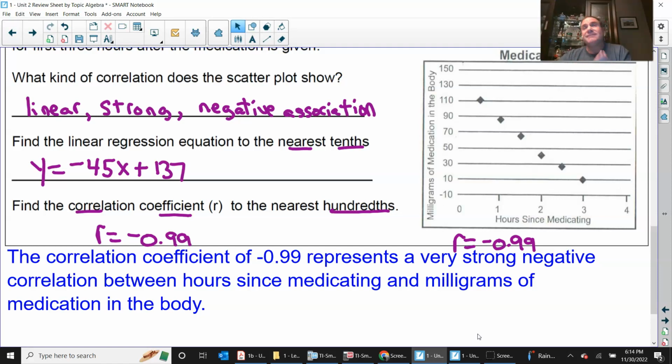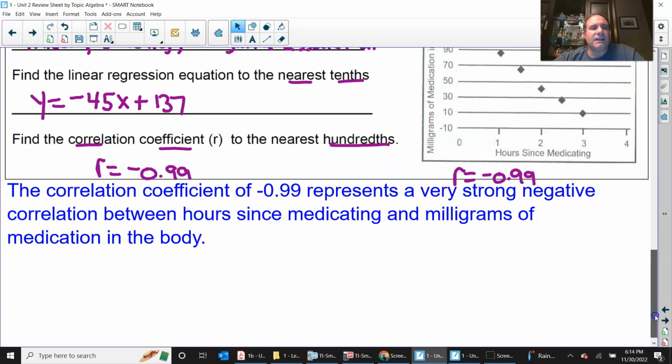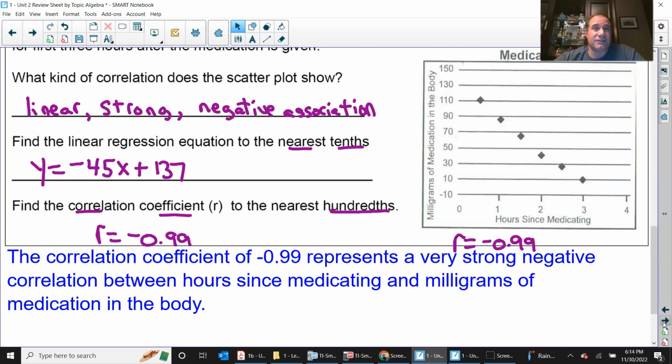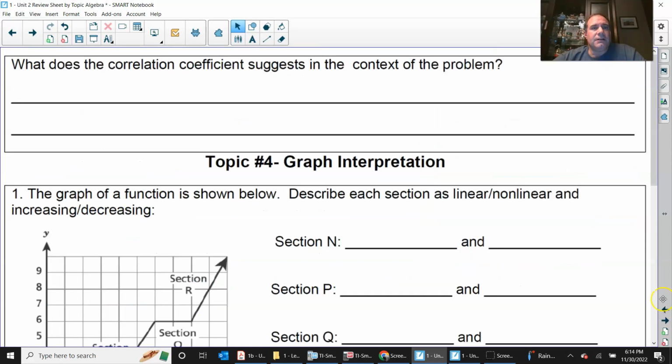Very strong positive is closer to +1. All right, so that's basically it. This question wasn't asked, but it could be. It could be and probably will be if there's a Regents question like this.